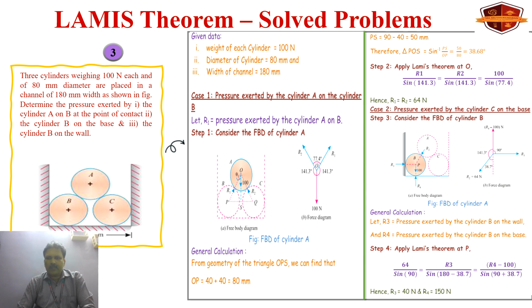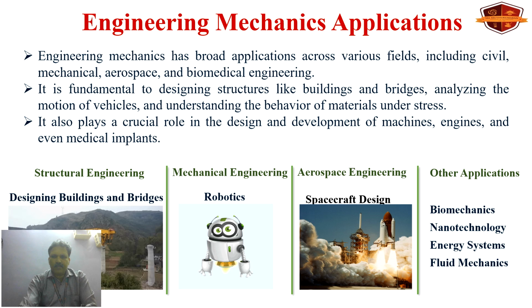Similarly, we go for cylinder B as well as cylinder C. The same method we implement, again using Lami's theorem, and finally we get the output. The only thing is, you must know the angle between the two forces, then Lami's theorem can be applied. These are the few important topics, with the help of the geometry of the figure. You must study the geometry and the sketch first, then we can find the angle easily.